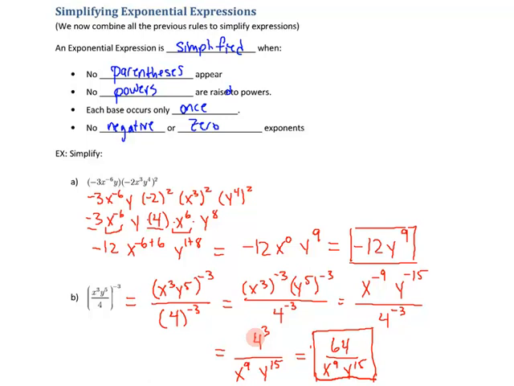That ends section 1.6 and our work with exponential expressions.